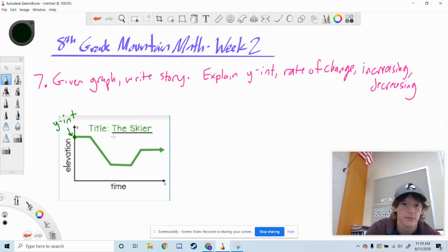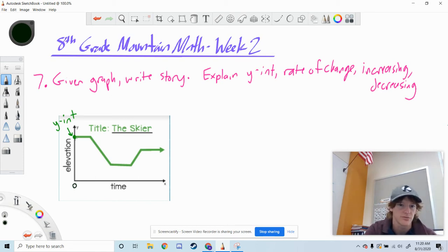So let's see. We have a graph called the skier. So we have a person skiing. The y-axis is the elevation. It's the height above the ground. And the bottom, the x-axis, is the time. So as time is passing, this is the very beginning. As time happens, the skier's elevation is going to be changing.